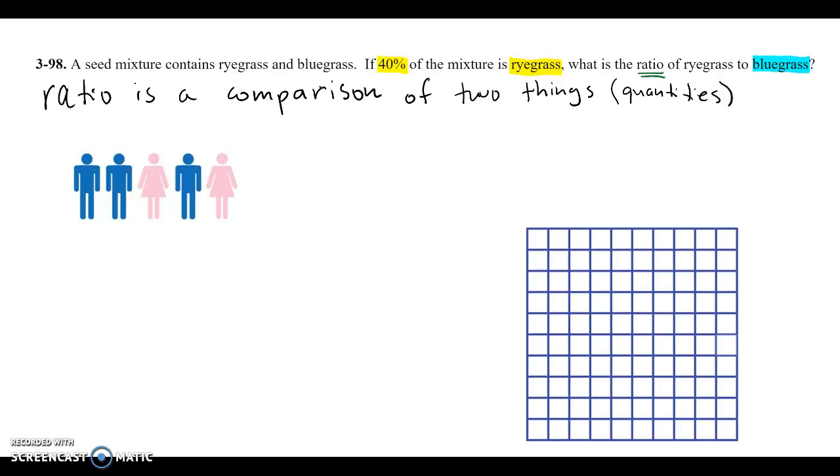I have defined ratio for you right here. A ratio is a comparison of two things called quantities. We need to be able to count them to compare them with a ratio. We have to be able to give them a numerical value. So here we're going to compare boys to girls. And that's all we're going to do. We're just going to compare boys to girls.